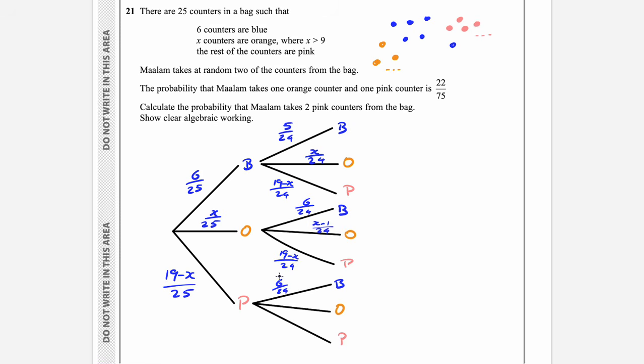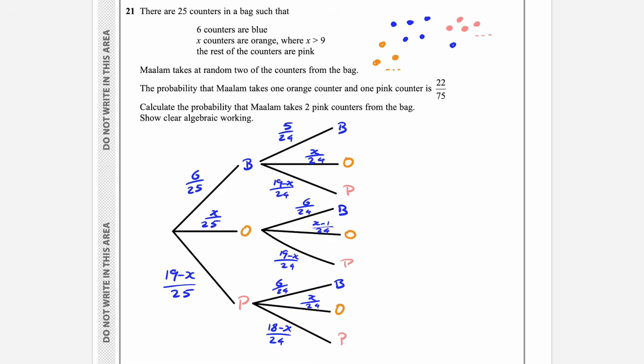There is still x oranges, so this is x out of 24. And now there's one less pink, so there's actually 18 minus x pink, because I've taken one. 18 minus x over 24. Again, if you add these up, look guys, you'll see you get 24 plus x minus x over 24, which is 1. So that's correct. Okay, probability that she takes one orange and one pink is 22 over 75.